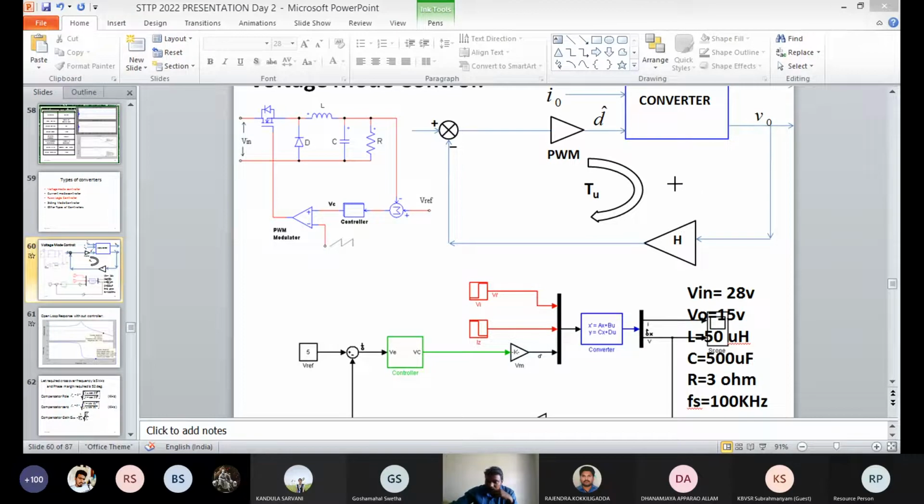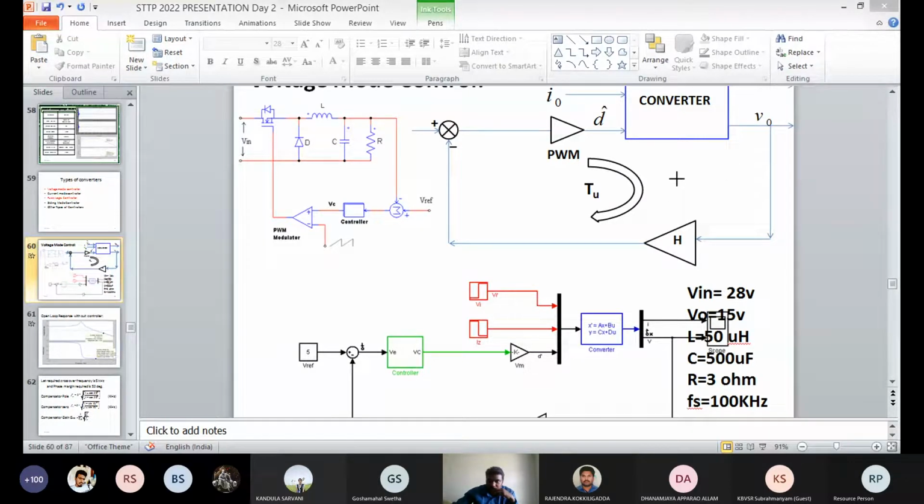Okay, so if the desired output is like this, your response may be like this. With the help of this controller, what you are trying to change is to reduce the steady state error between these two values.